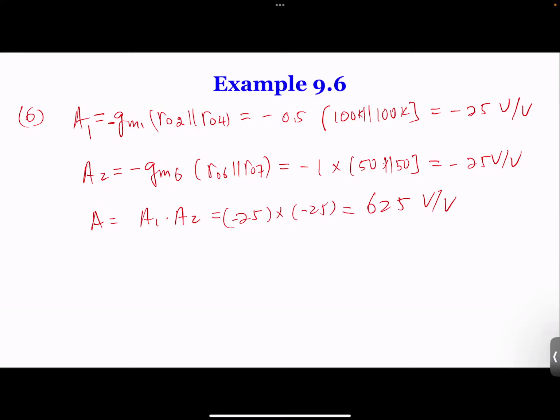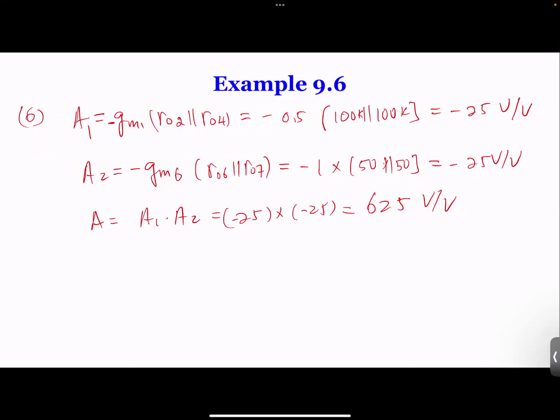So this two-stage amplifier gives you an amplification of 625. If you get 1 millivolt coming in, the output will be 625 millivolts. If the input is 10 millivolts, how much voltage output? 625 times 10 is going to be 6.25 volts, 6,250 millivolts.